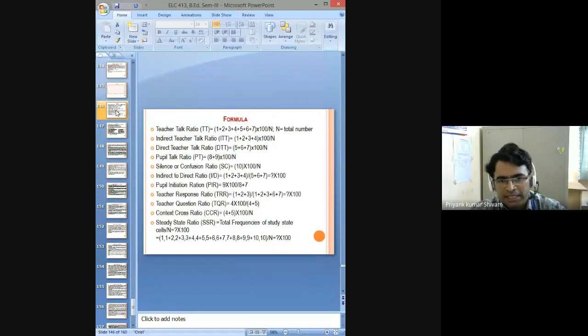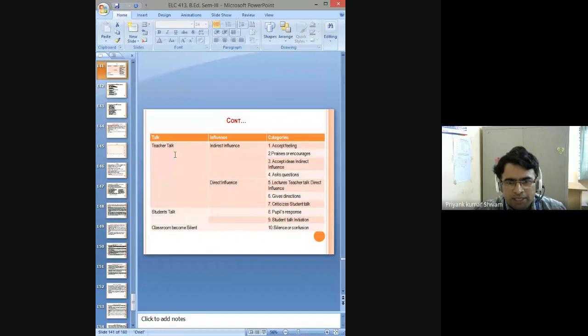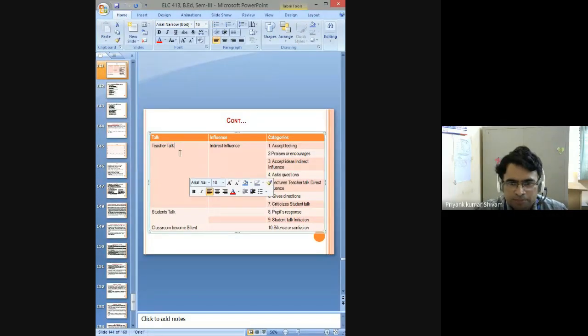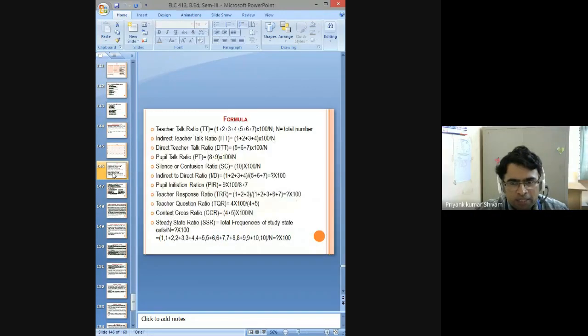So see, the first one is the teacher talk ratio. We already discussed teacher talk in the computational part. Teacher talk means categories 1 to 7. Is it visible? You have to add 1, 2, 3, 4, 5, 6, 7. These numbers mean categories.